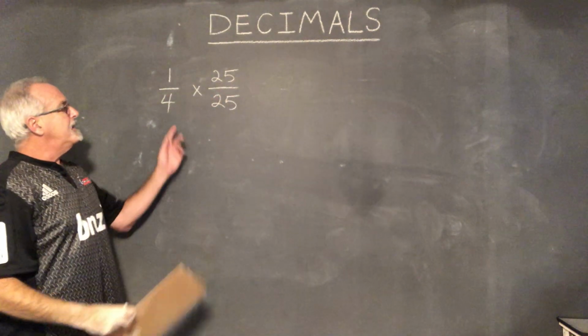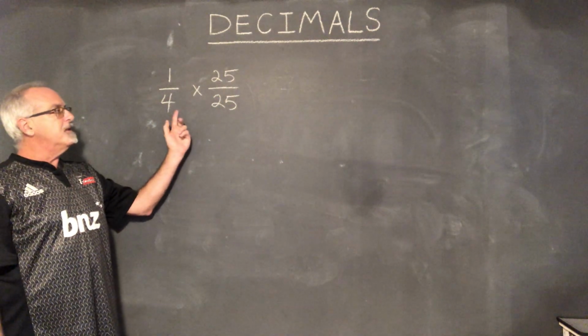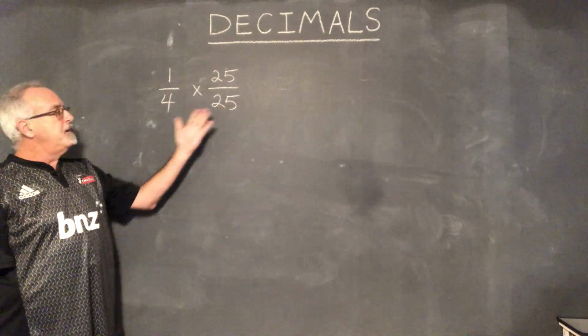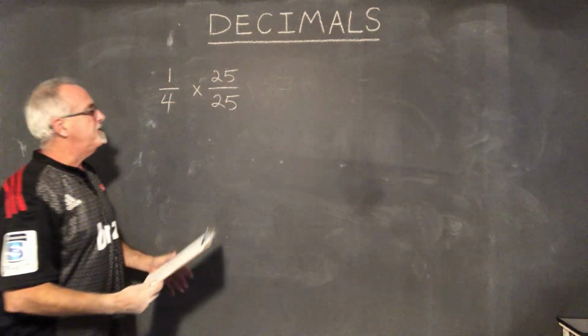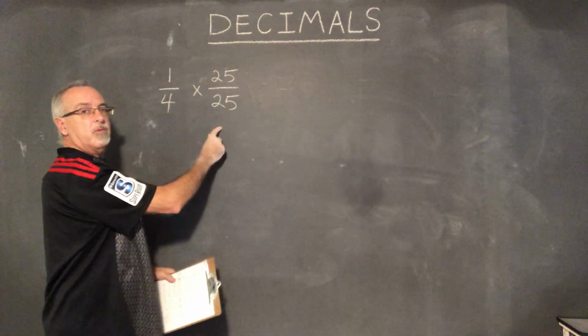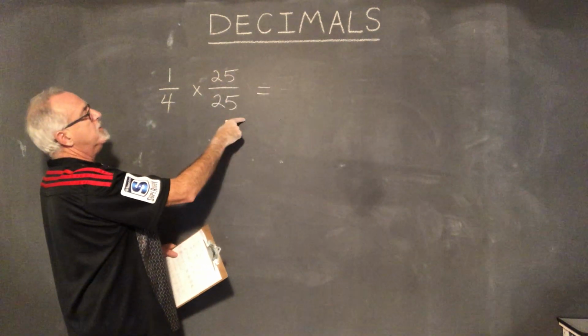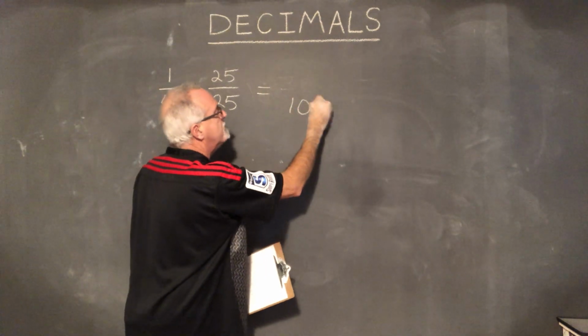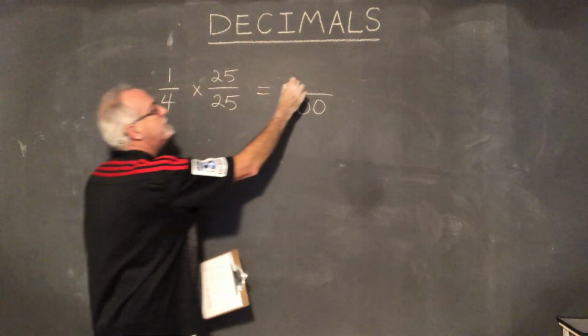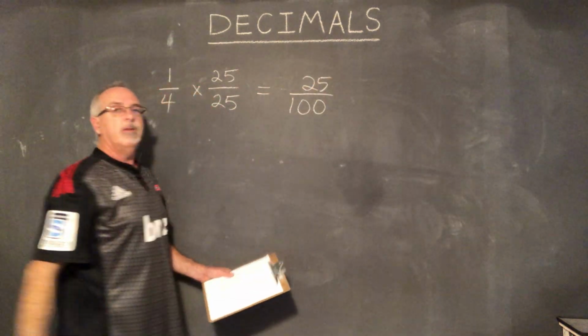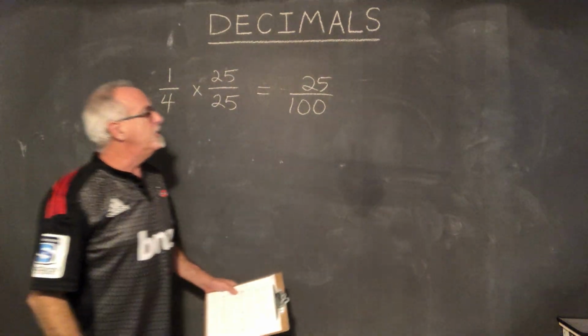Aha! I can't turn the 4 into a 10 easily, but I can still turn it into 100 easily, because 4 times 25 is equal to 100. So I use this clever form of 1, 25 25ths, or 25 over 25. And when I multiply it out, 4 times 25 is 100. That's what I was after. 1 times 25 is 25. I have 25 hundredths, and we already know how to convert that into a decimal.